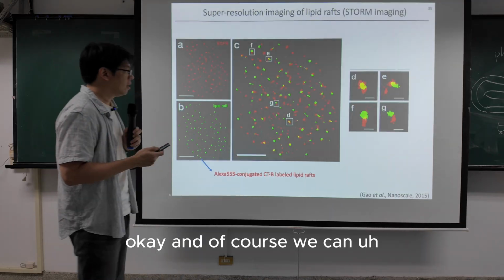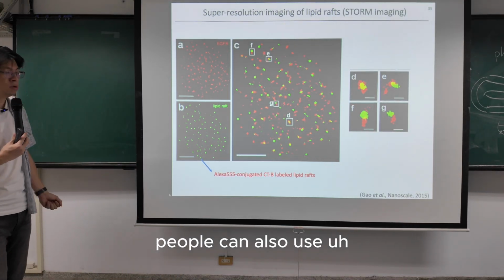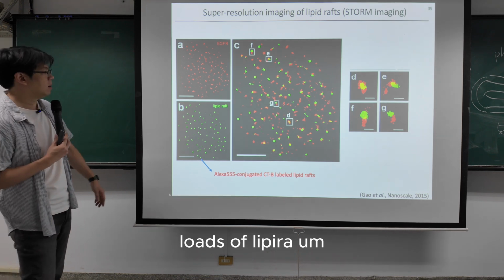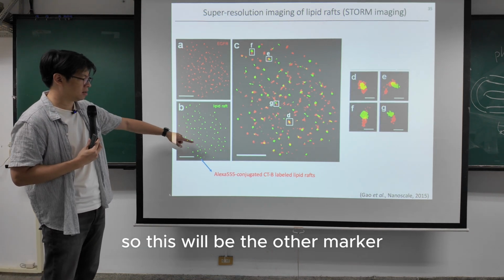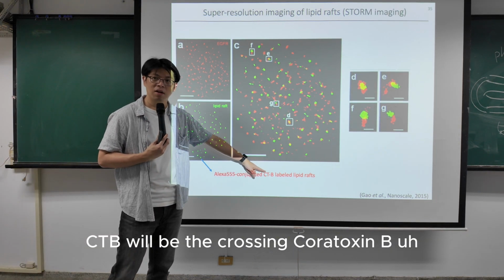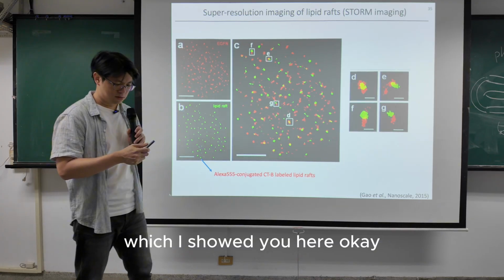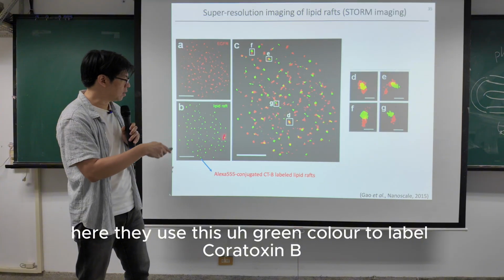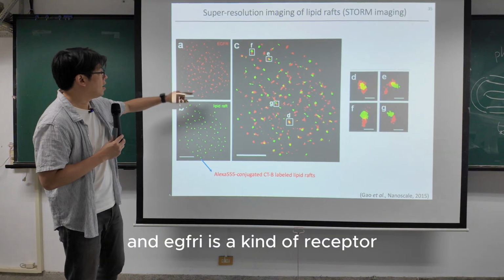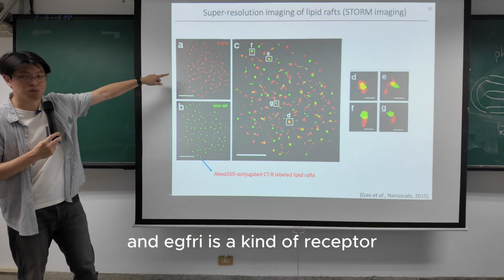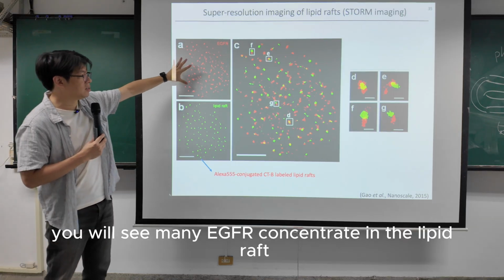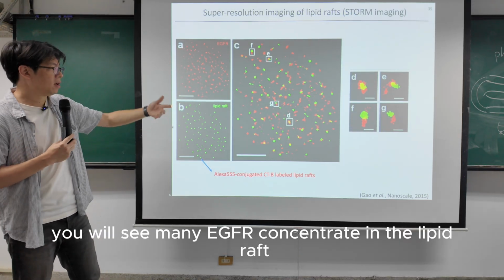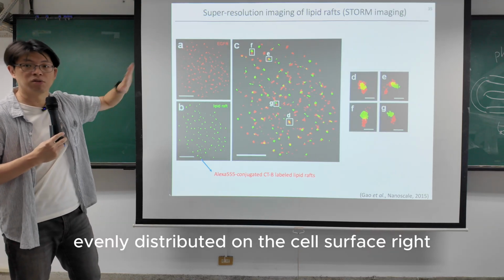Of course, people can also use super-resolution microscopy to visualize those lipid rafts. So this is the other marker. CTB is cholera toxin B, which I showed you here. Here they use this green color to label cholera toxin B, and EGFR is a kind of receptor. You will see many EGFR concentrate in the lipid raft, and they are not evenly distributed on the cell surface, right?